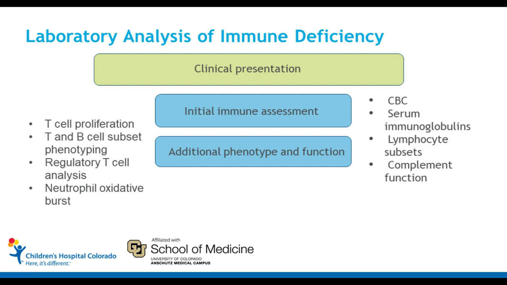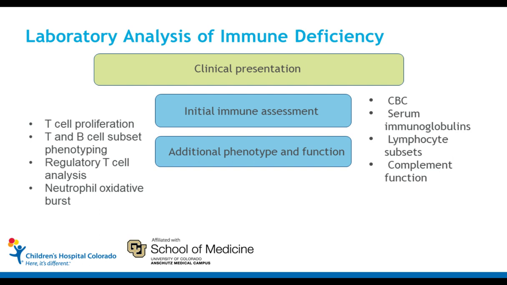This is a small subset, less than 10% of T cells in the immune system, that regulates the immune response of most of the other cells and keeps them in check. We can also look at neutrophil oxidative burst, which is an important test for the analysis of neutrophil function. So again, this is not an exhaustive list by any means. These are some examples of additional phenotype and function.